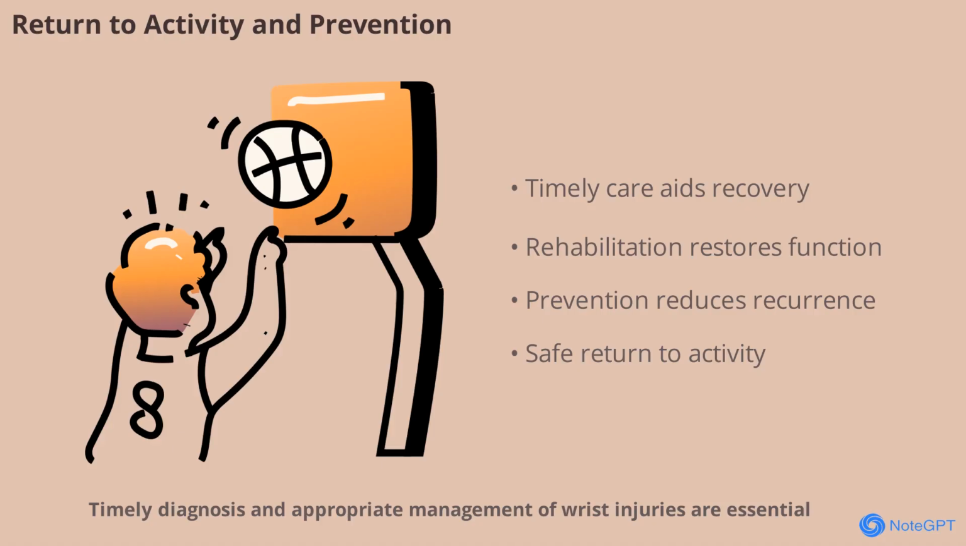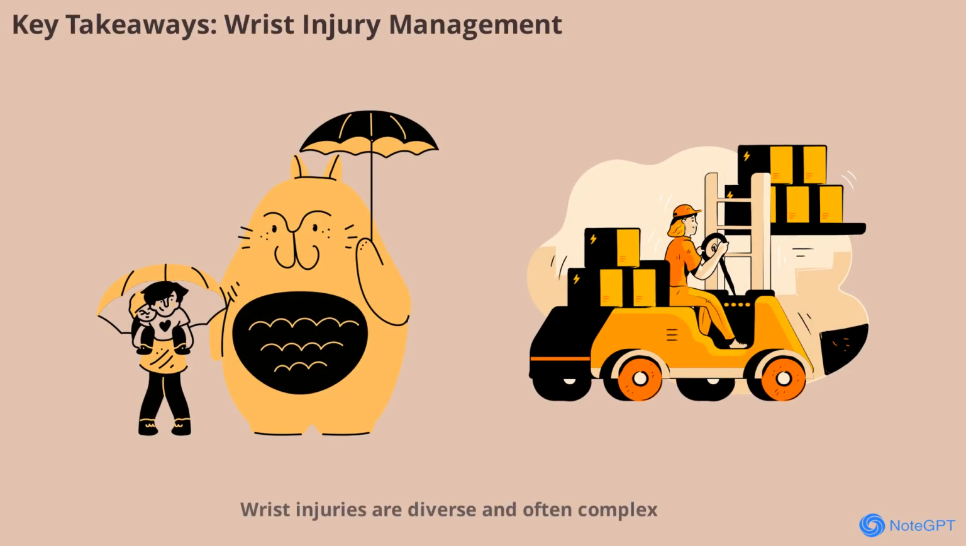Timely diagnosis and appropriate management of wrist injuries are essential for a safe and efficient return to work or sports. Rehabilitation focuses on restoring range of motion, strength, and function. Preventive strategies include proper training techniques, protective equipment, and early recognition of symptoms. By minimizing diagnostic delays and optimizing treatment, clinicians can reduce the long-term burden of disability and help patients return to their activities with confidence. Wrist injuries are diverse and often complex, requiring a multidisciplinary approach for optimal outcomes.